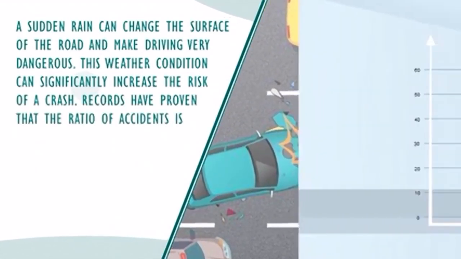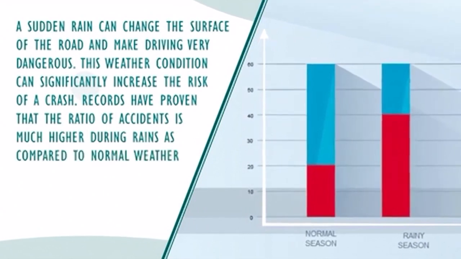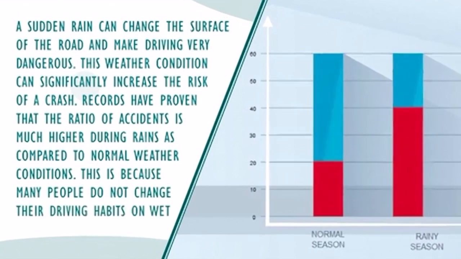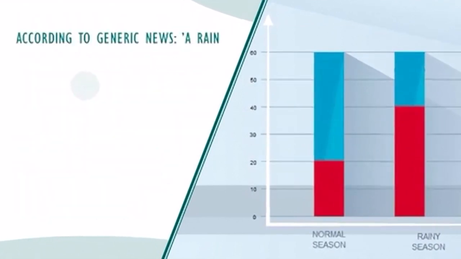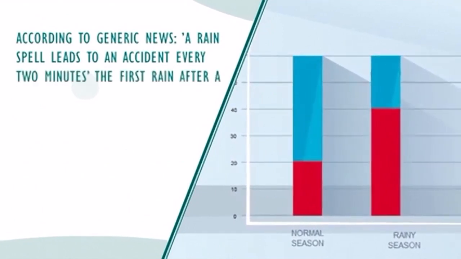Records have proven that the ratio of accidents is much higher during rains as compared to normal weather conditions. This is because many people do not change their driving habits on wet roads. According to Generic News, a rain spell leads to an accident every 2 minutes.